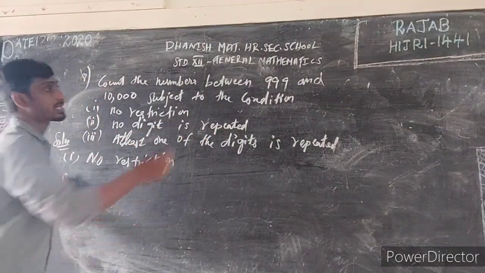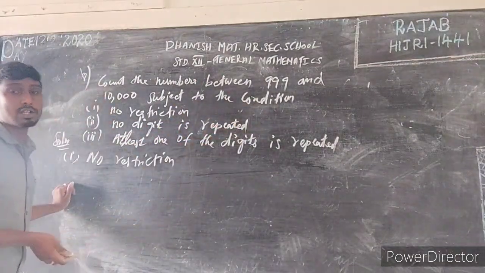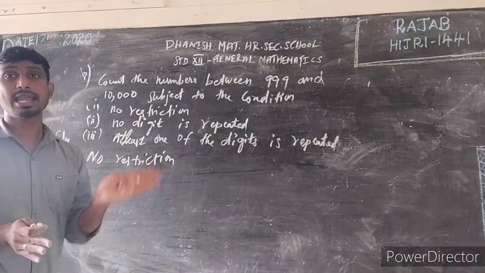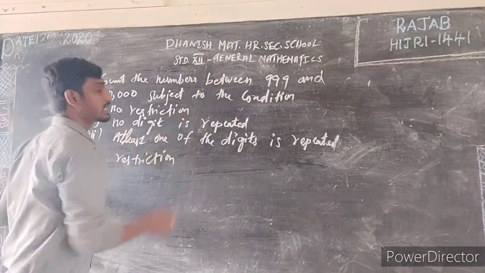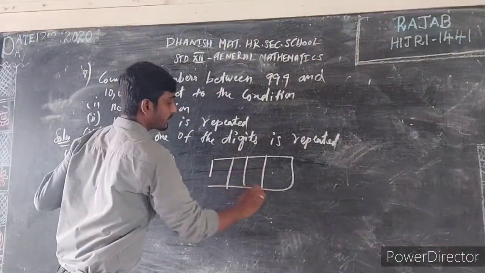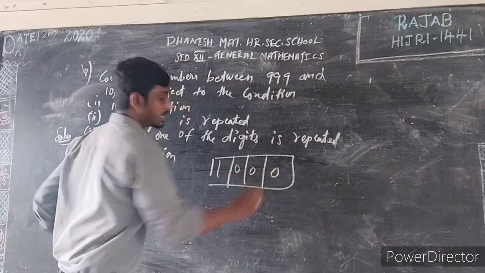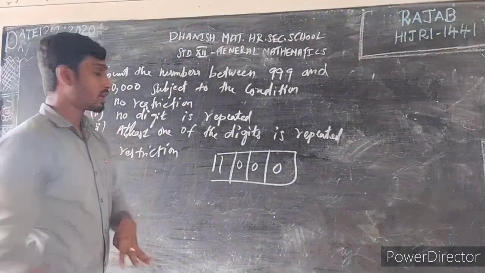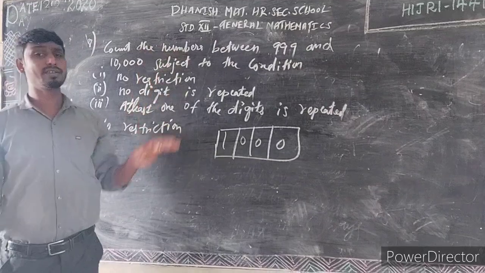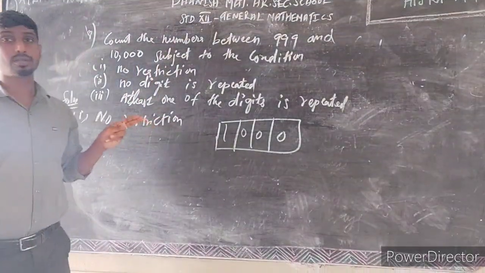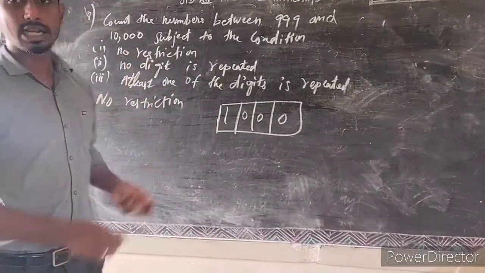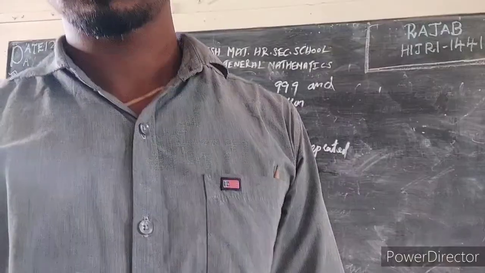Now listen here, what is the next value after 999? They have given numbers between. Between means we always take the next number. So what is the next number after 999? That will be 1000. It consists of 4 digits. Then comes the final value. The last value given here is 10,000.